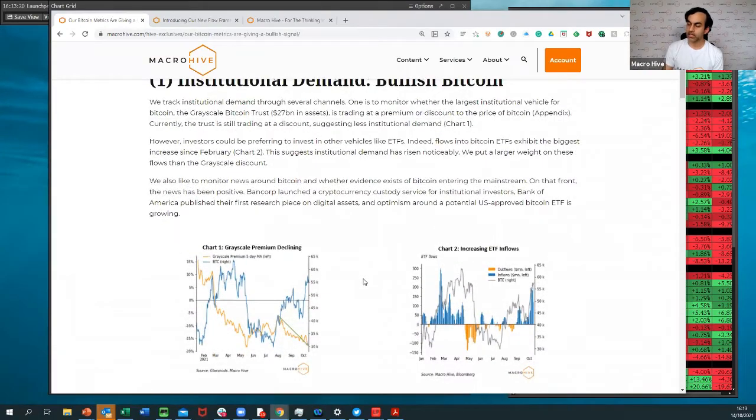What's interesting here is that the Bitcoin Trust should, in theory, just follow the price of Bitcoin perfectly. If it doesn't, that means that the trust is either trading at a premium, which means that there's more demand for the trust than there is for the underlying Bitcoin, or if it's trading at a discount, that means there's less demand for the trust. As a result, Bitcoin is trading higher.